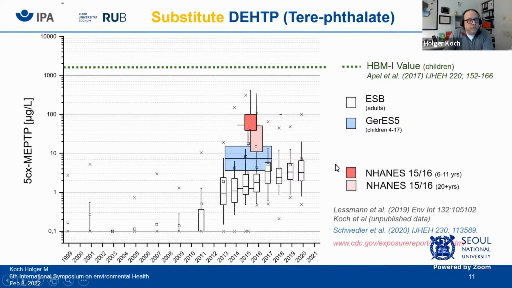And now if you look at the US, this is data from NHANES, you can see that the Americans have 10 times higher exposures than the Germans. And you can see the same characteristics again. Children have higher exposures than adults. And if you look at the upper whiskers there, you can see that they're already pretty close to the tolerable intake levels.